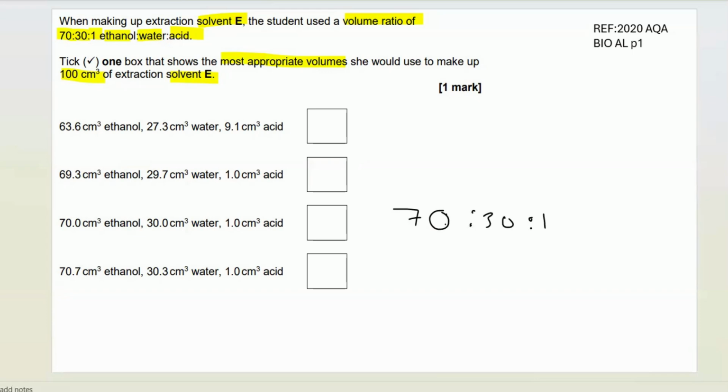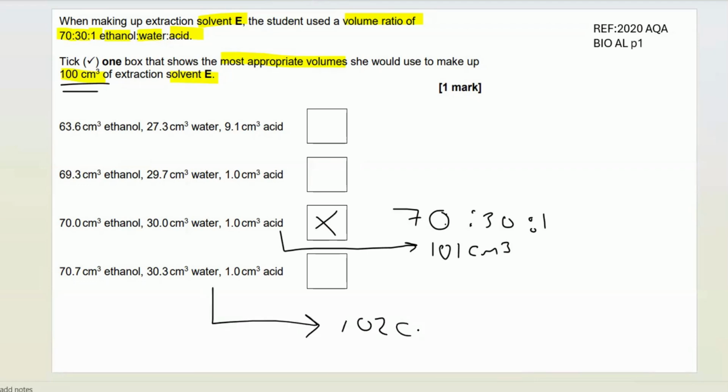So I'm looking at 70, 30 to 1. So going to this third one, we can see there's 70 centimeters cubed to 30 centimeters cubed to 1. Now it's got the perfect ratio, 70 to 30 to 1. Got an issue. It equals 101 centimeters cubed, and our answer is supposed to equal 100. So it can't be that one. And then we look at the bottom one, it's 70.7 to 30.3 to 1. That's 102 centimeters cubed. If you add it all up, that can't be our answer either. We need it to add up to 100.